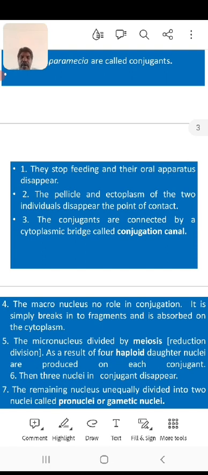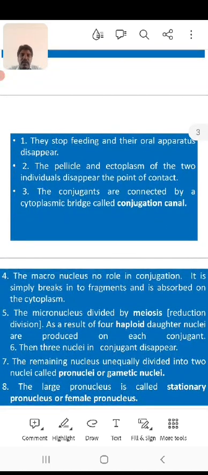Next, the micronucleus divides by meiosis. The macronucleus also disappears, so the remaining nucleus present in the Paramecium is the micronucleus. The micronucleus divides by meiosis, which is a reduction division. As a result, four haploid daughter nuclei are produced in each conjugant.